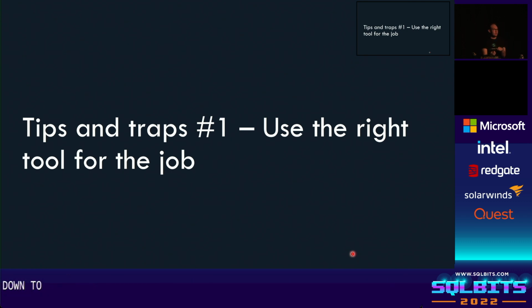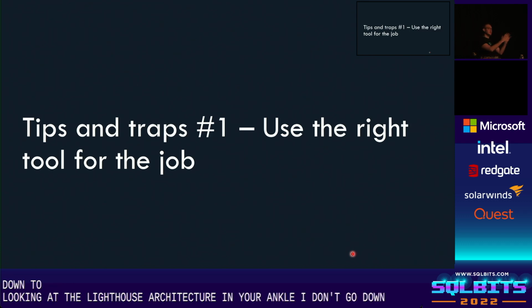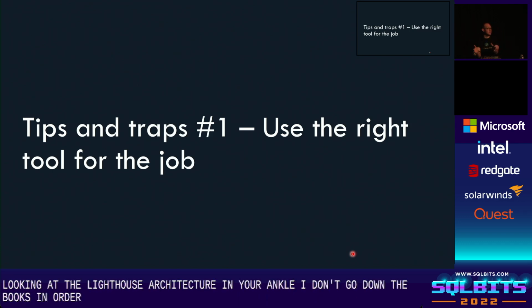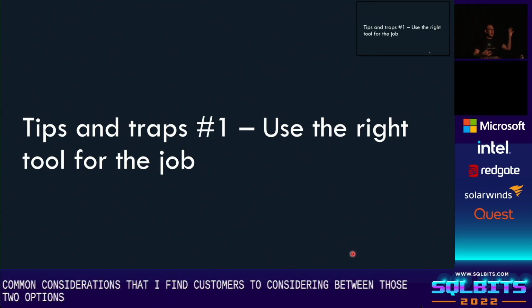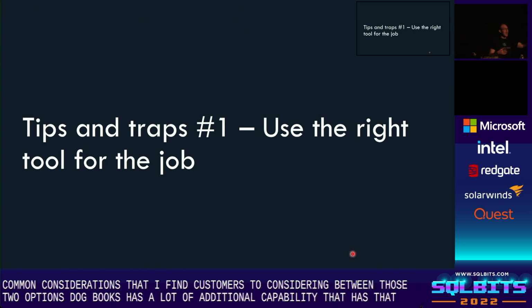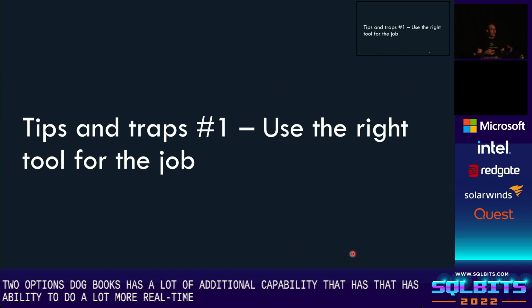If you're looking at the Lakehouse architecture and you're wondering, do we go down Databricks for our transformation, or do we look much more at the Synapse and Spark environment? Run a POC. Some of the common considerations that I find customers weighing between those two options: Databricks has a lot of additional capability, has that query capability, has an ability to do a lot more real-time capability, and it's a much more mature product.